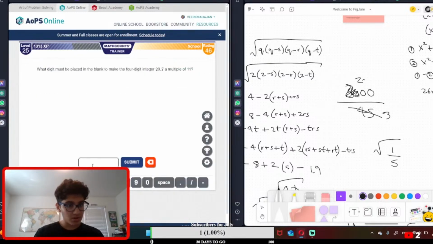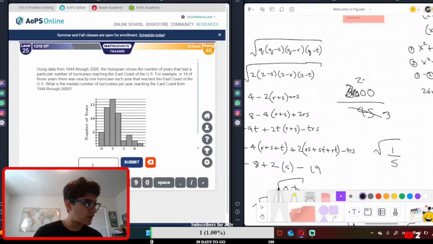Okay. What digit must be placed in the blank to make the 4-digit integer 20, 7? So it's 2 minus 0 plus something minus 7. Should be 5 then. Okay, wait, how about this? For whatever question is going on, you can write your answer.